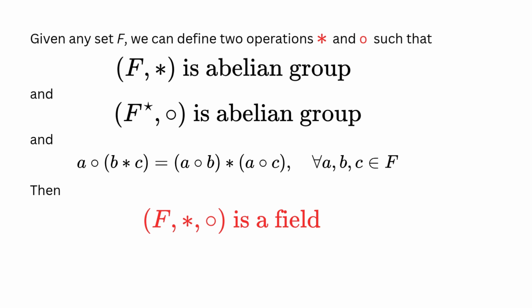The structure of a field can be created inside any set F if two operations, star and circle, are defined such that each of them creates an abelian group and they are linked by the distributive property. The star operation can be thought of as the additive operation of the elements and the circle operation as the multiplicative operation of the elements. And like in the real numbers, the zero element of the star operation cannot have an inverse. Any result that was proven for the real numbers is also true for the elements of F, since the relations among its elements are identical.